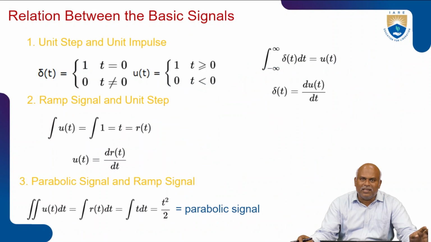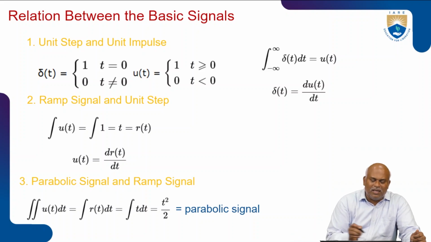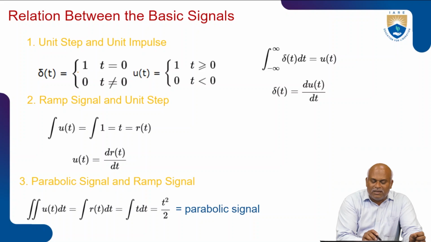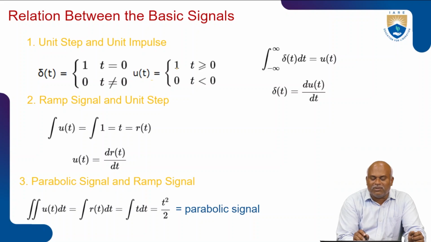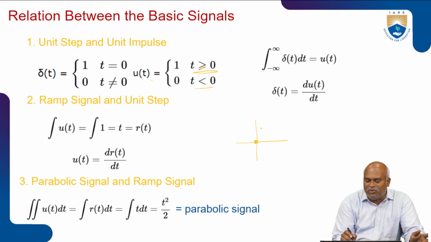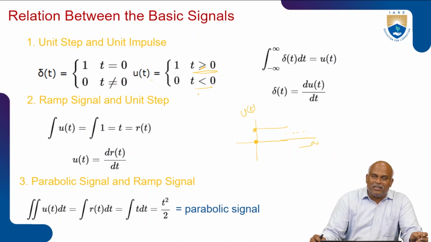Next section, we go for some relations between the basic signals. Previously, we studied the unit step as well as the unit impulse signal. The unit step we represent as u of t. u of t is equal to 1 when t is greater than 0, and 0 when t is less than 0. Here t greater than or equal to 0 includes 0 itself. Up to infinity, the value of amplitude is equal to 1, and this continues. This is represented as u of t, the unit step signal.